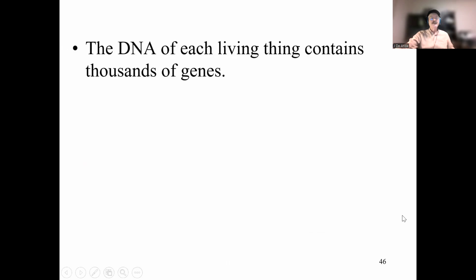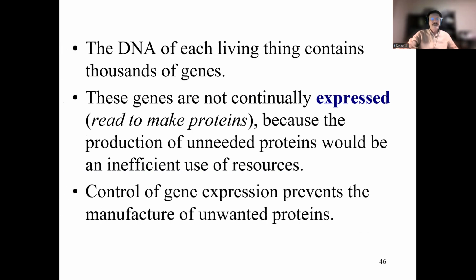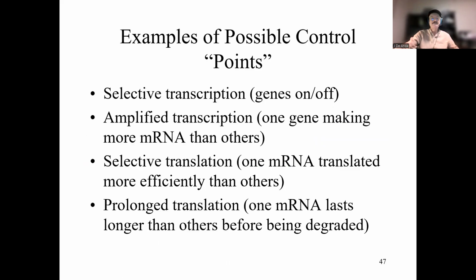So we don't have time here to go into all the details, but I'm going to give you some general ideas about how gene expression is controlled. The DNA of each living thing contains thousands of genes, and again, these are not going to be continually read to make proteins. This is what we call gene expression. So when a gene is actively making protein, we say it's being expressed. The production of unneeded proteins would be an inefficient use of resources. And so, by these mechanisms of control of gene expression, we can prevent the manufacture of unwanted proteins.